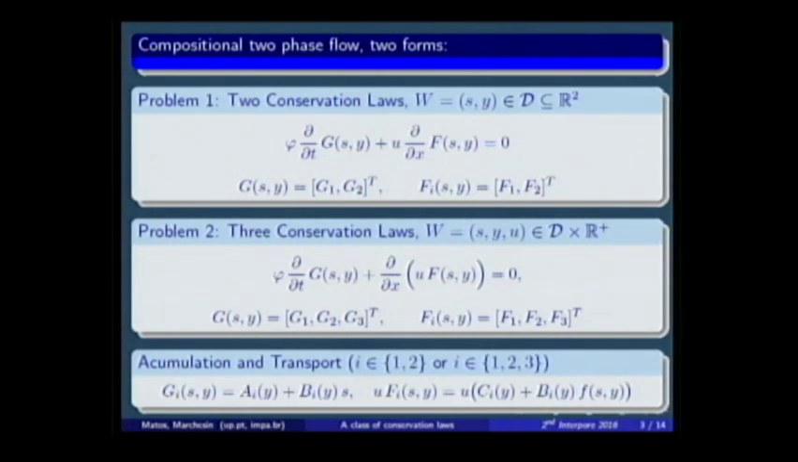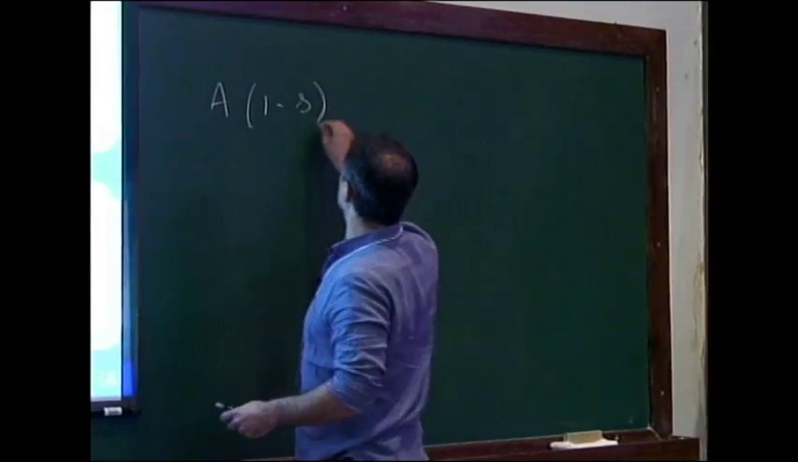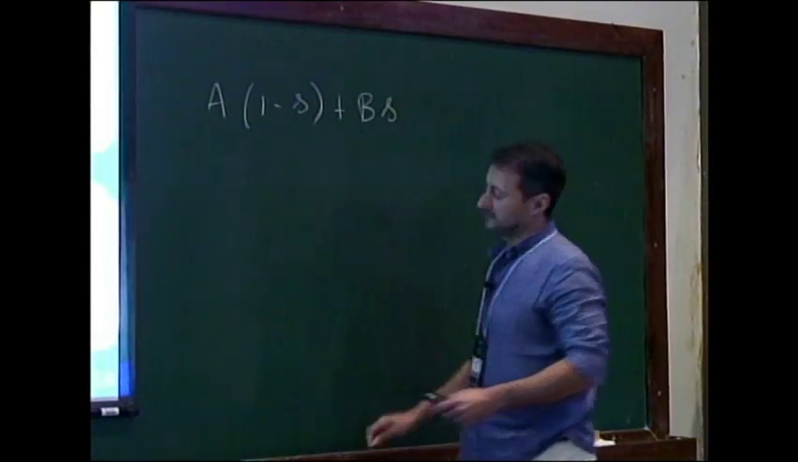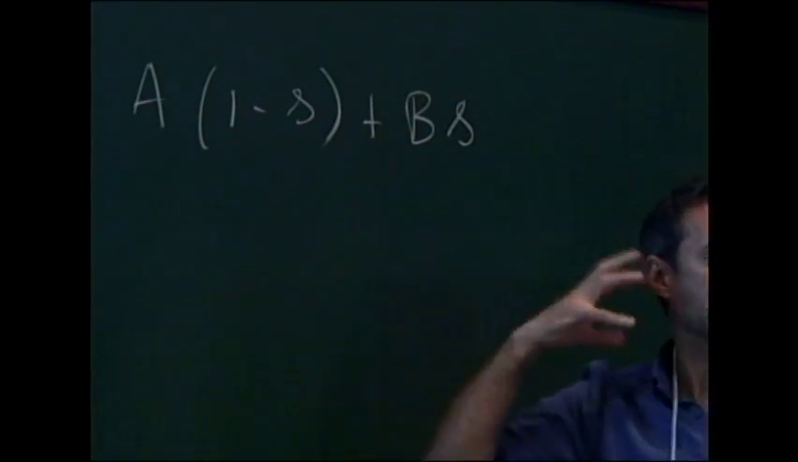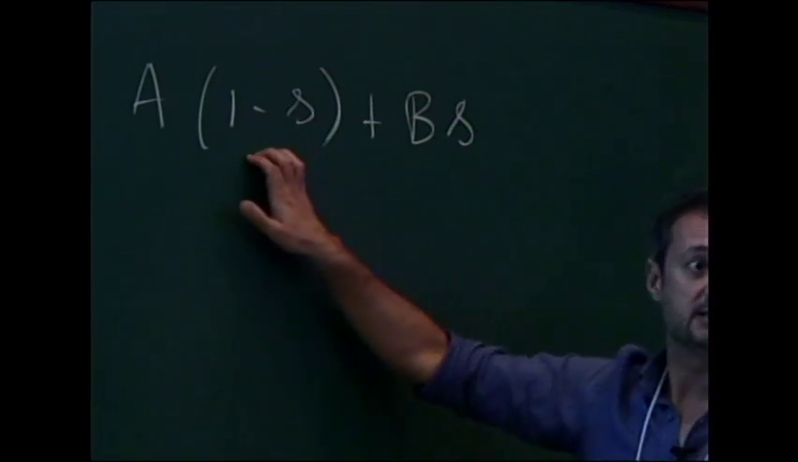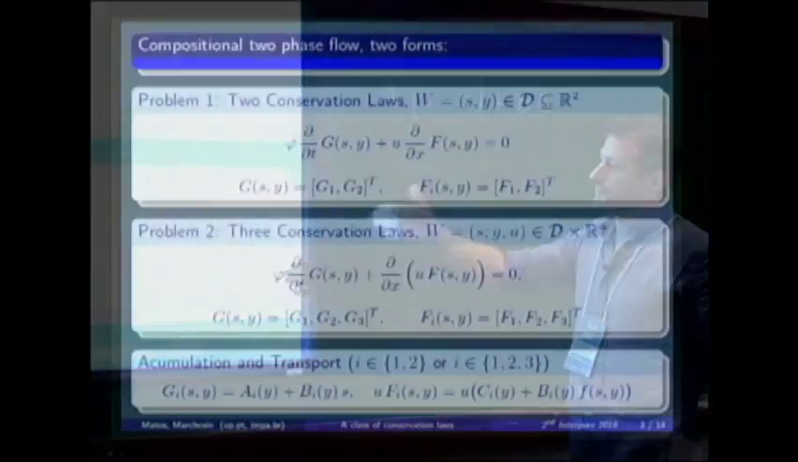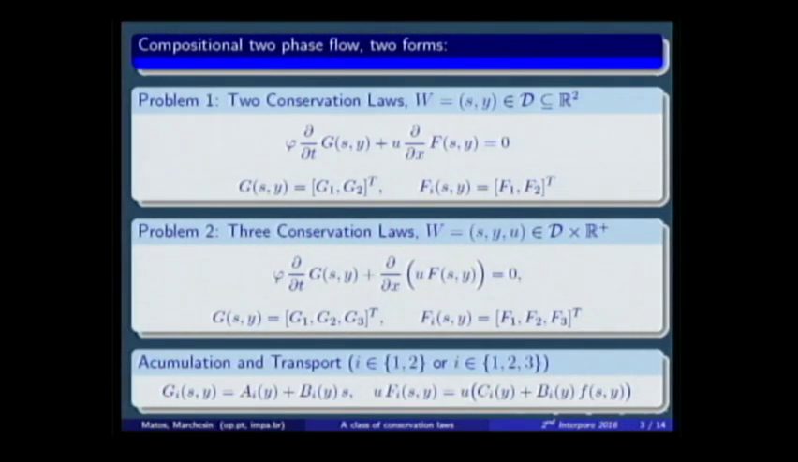And I will do it for this kind of functions. Actually, it's a question of taste. We may write this like something A 1 minus S plus BS. And here the meaning of these two functions are more clear, since this is one phase and this is another phase. And here I do the same, but with different A and B.